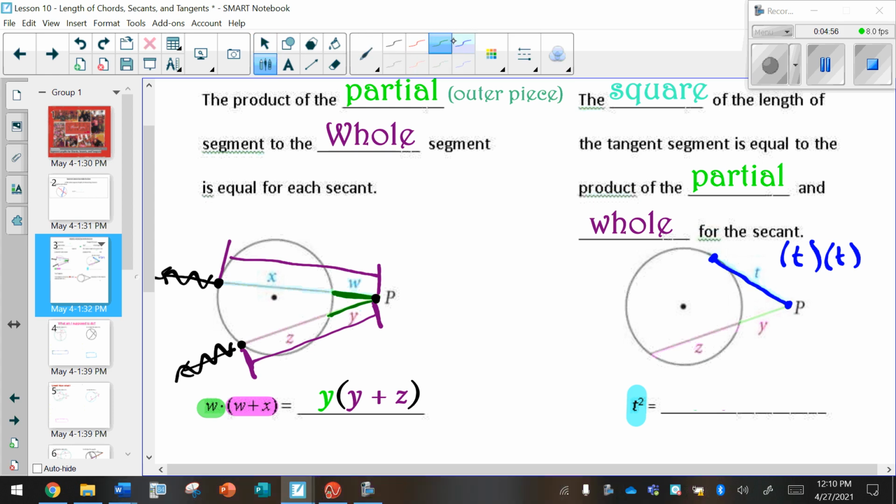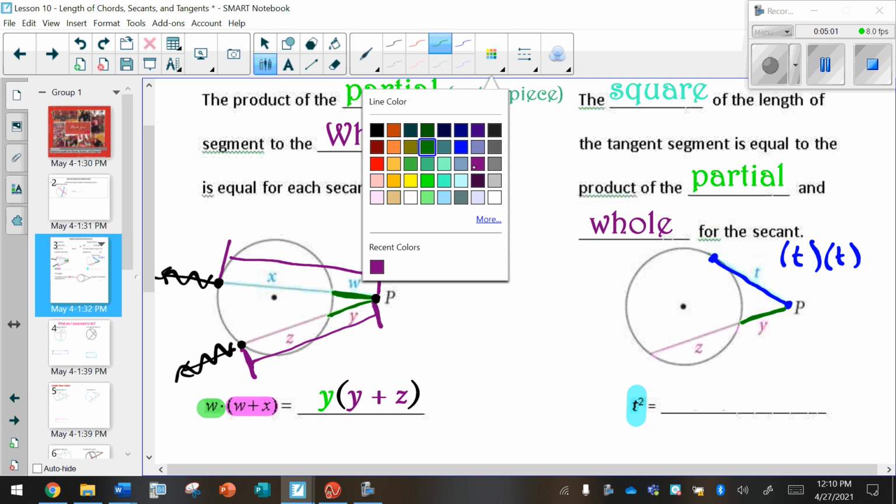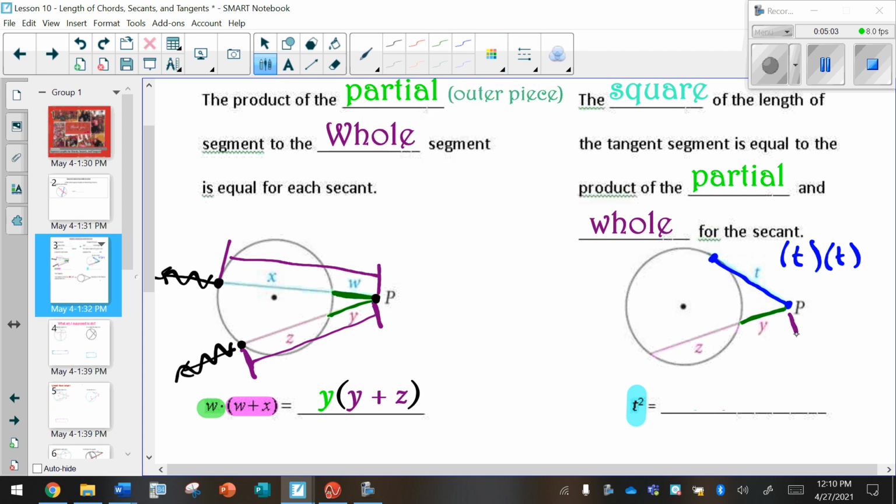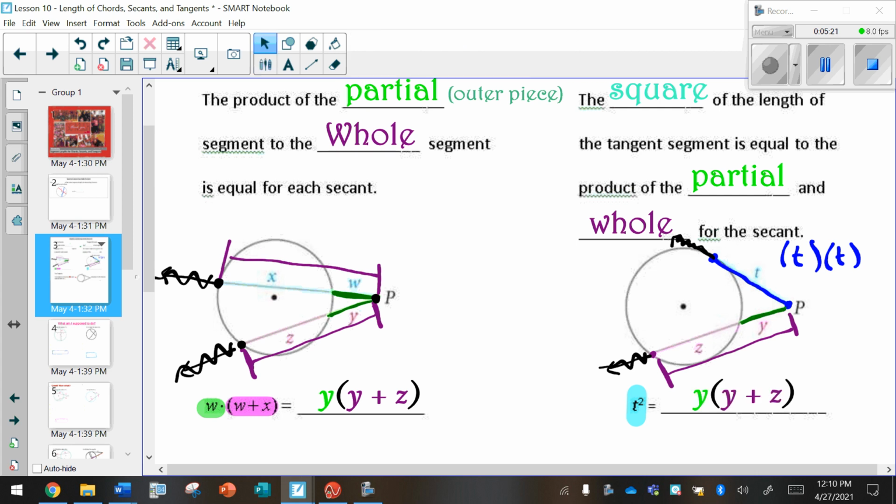So it would still be the outside part of y times the entire secant from point P to the far side of the circle. Again, if this was extended further, that part wouldn't matter. Same thing with my tangent line. If my tangent line is drawn further, that extra part doesn't matter. Once it goes beyond the far side of the circle, we don't care about those lengths anymore. All right, so tangent squared equals part times whole, the outside piece times the whole secant.